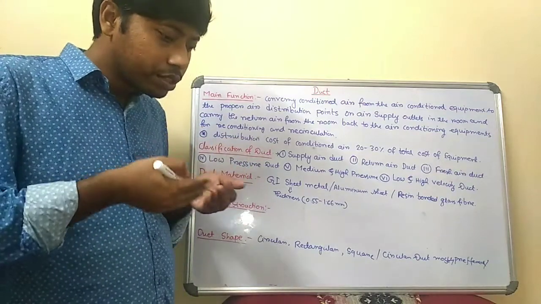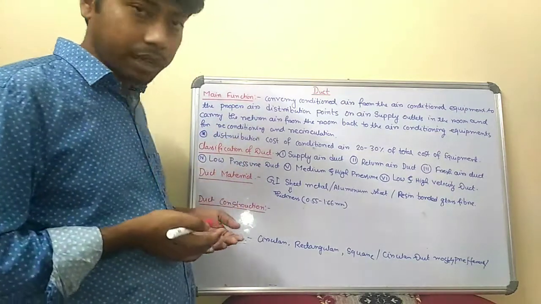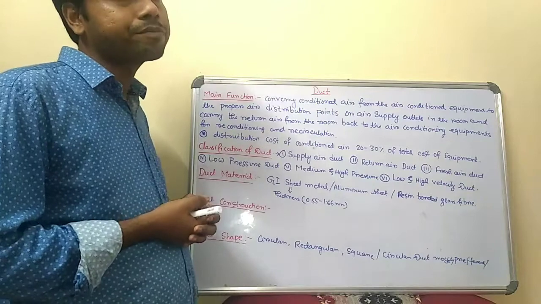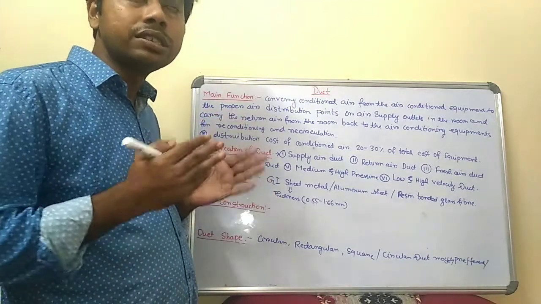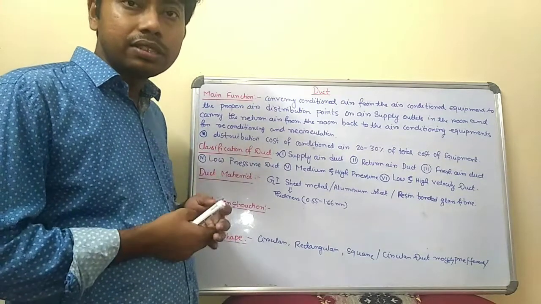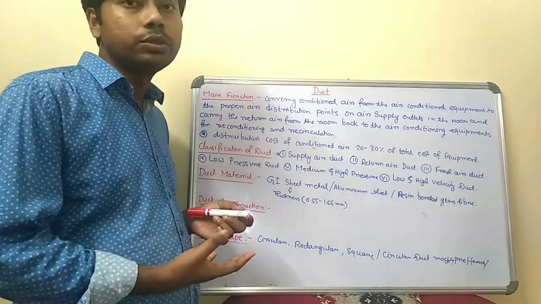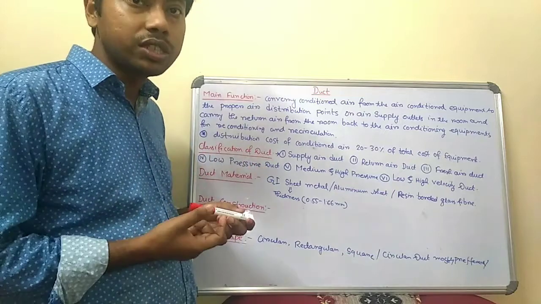Now the question in your mind is, what is the duct material? The duct is basically made of GI, meaning galvanized iron sheet. Okay, galvanized iron sheet, and sometimes aluminum sheet is also used as the duct material.